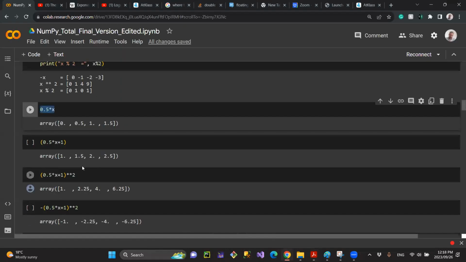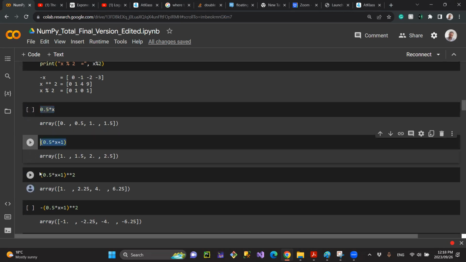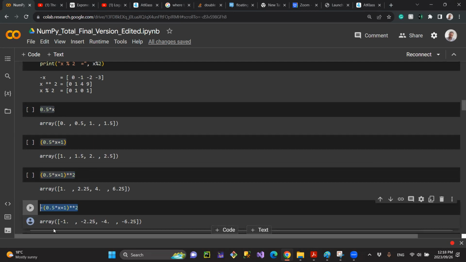And I simplified it. So first multiply 0.5 by x, then add 1 to it, and then raise it to the power of 2, and then negate it by saying -1, and that's the result. So would you please spend 30 seconds or so trying all these 4 lines and explain it to your neighbors after that?